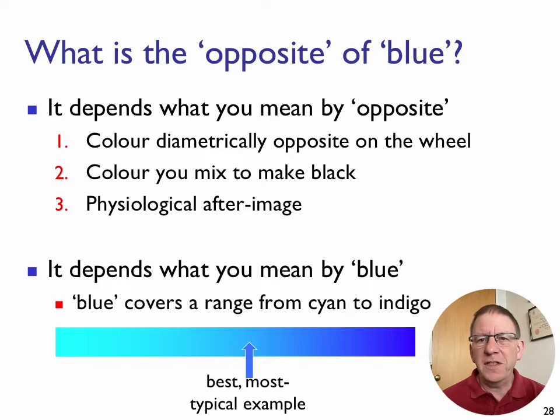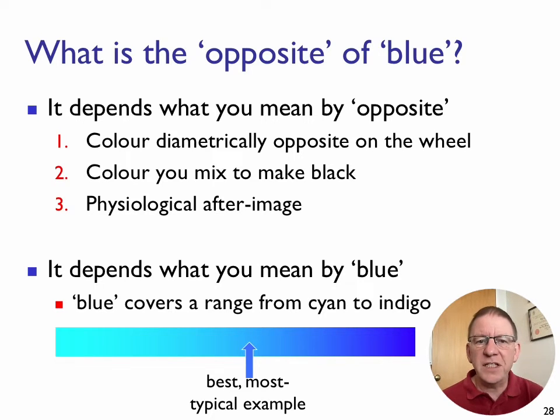When I ask what is the opposite of blue, I need to define what I mean by those words. How do we define opposite? Is it the colour diametrically opposite on the colour wheel? That's what we assumed earlier. Or is it the colour you mix with blue to make a black? That's an artistic definition. Or is it the physiological after image?